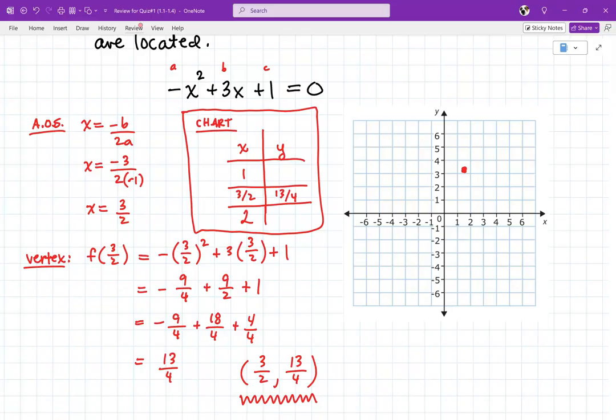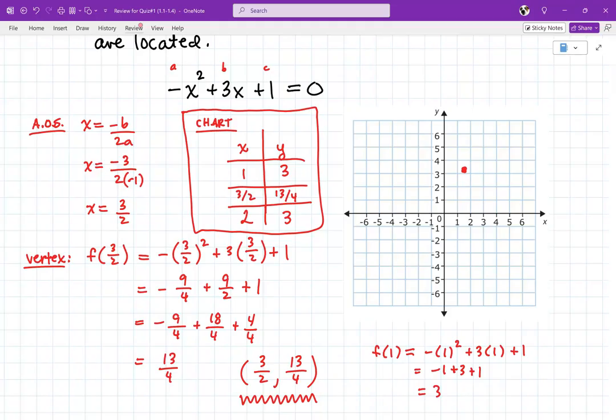So let's plug in the 1. What happens when I plug in a 1? I'm going to put f of 1. So that's negative 1 squared plus 3 times 1 plus 1. I'm plugging it into the equation. So that's negative 1 plus 3 plus 1. That's 3. So this is 3, and the other one is 3.